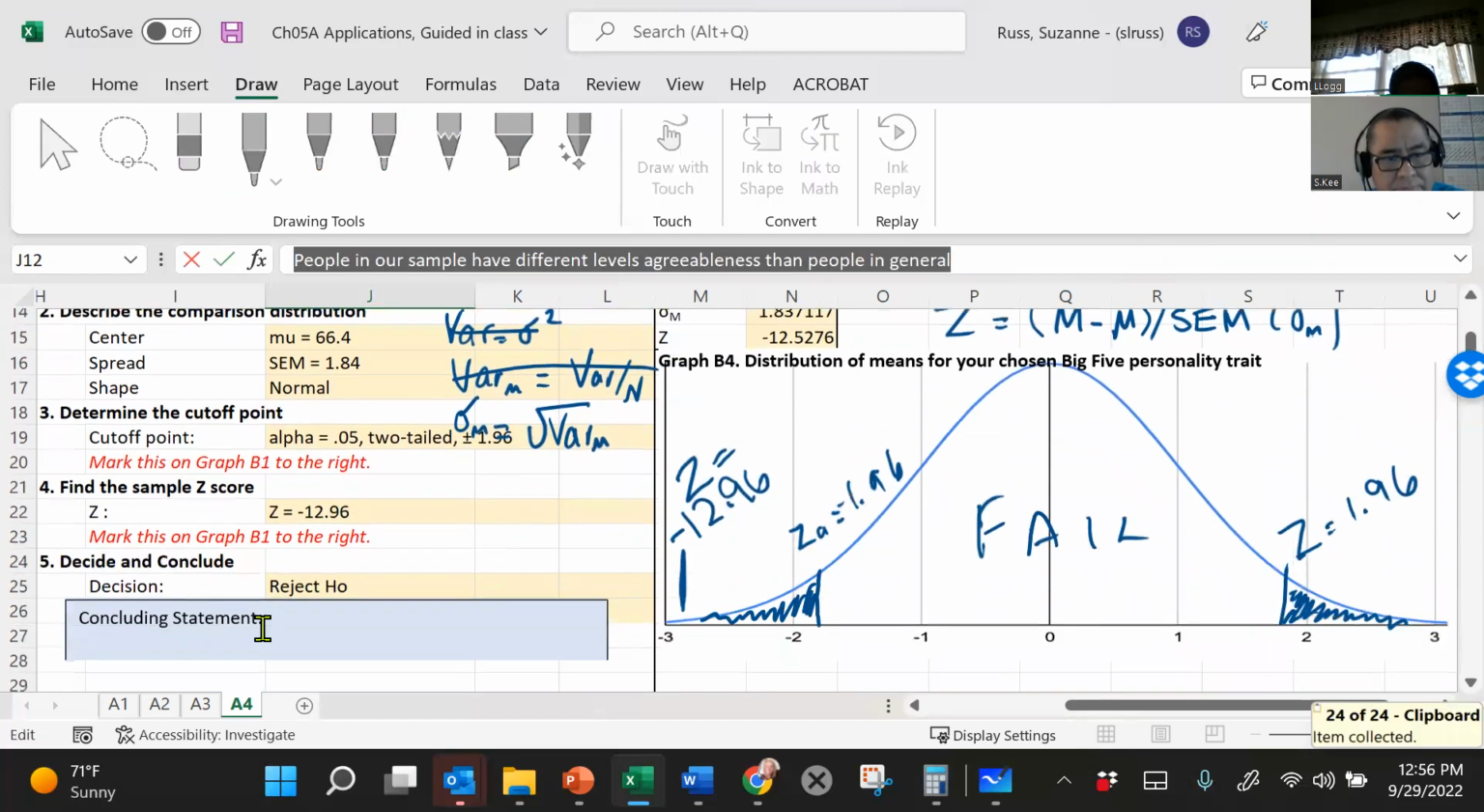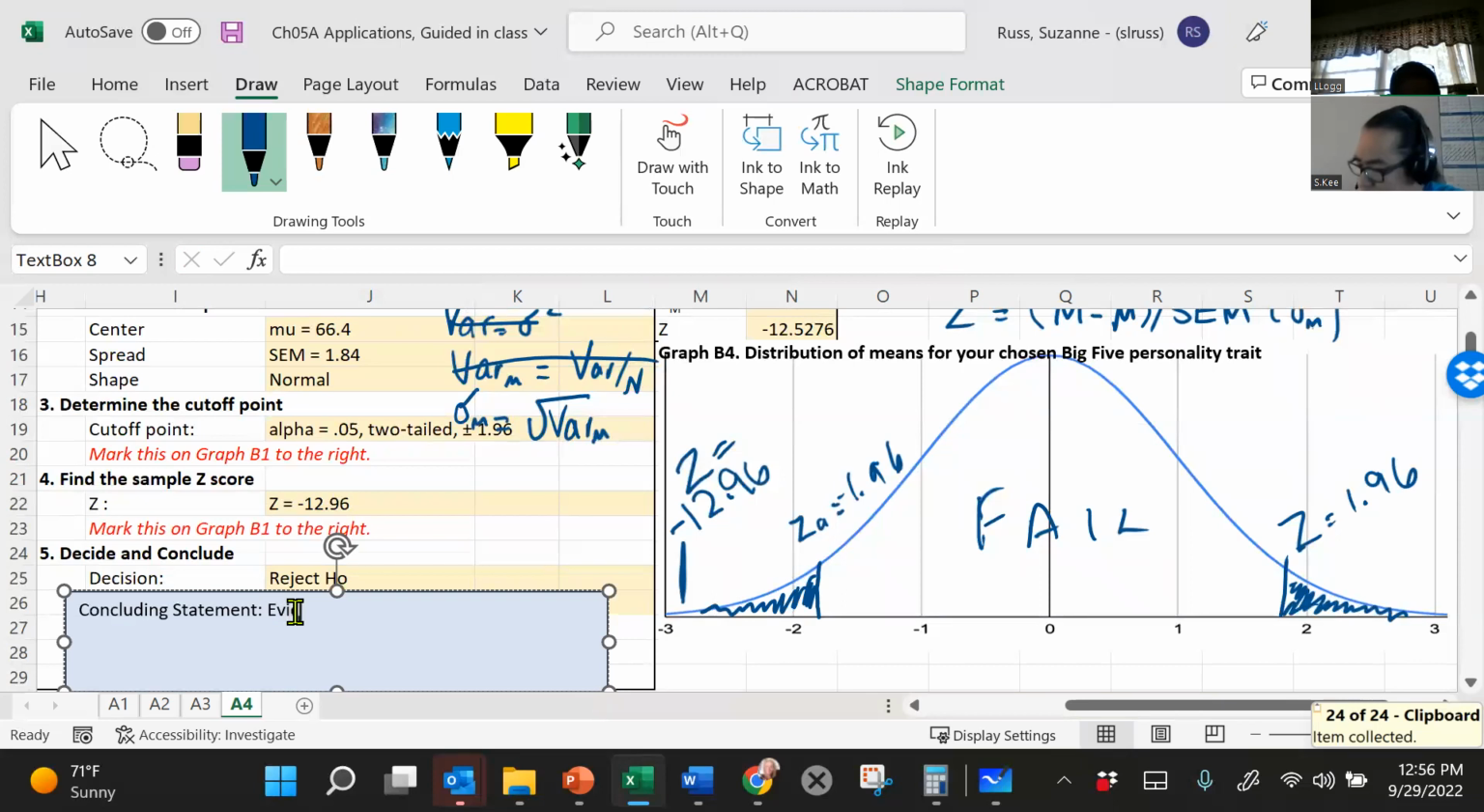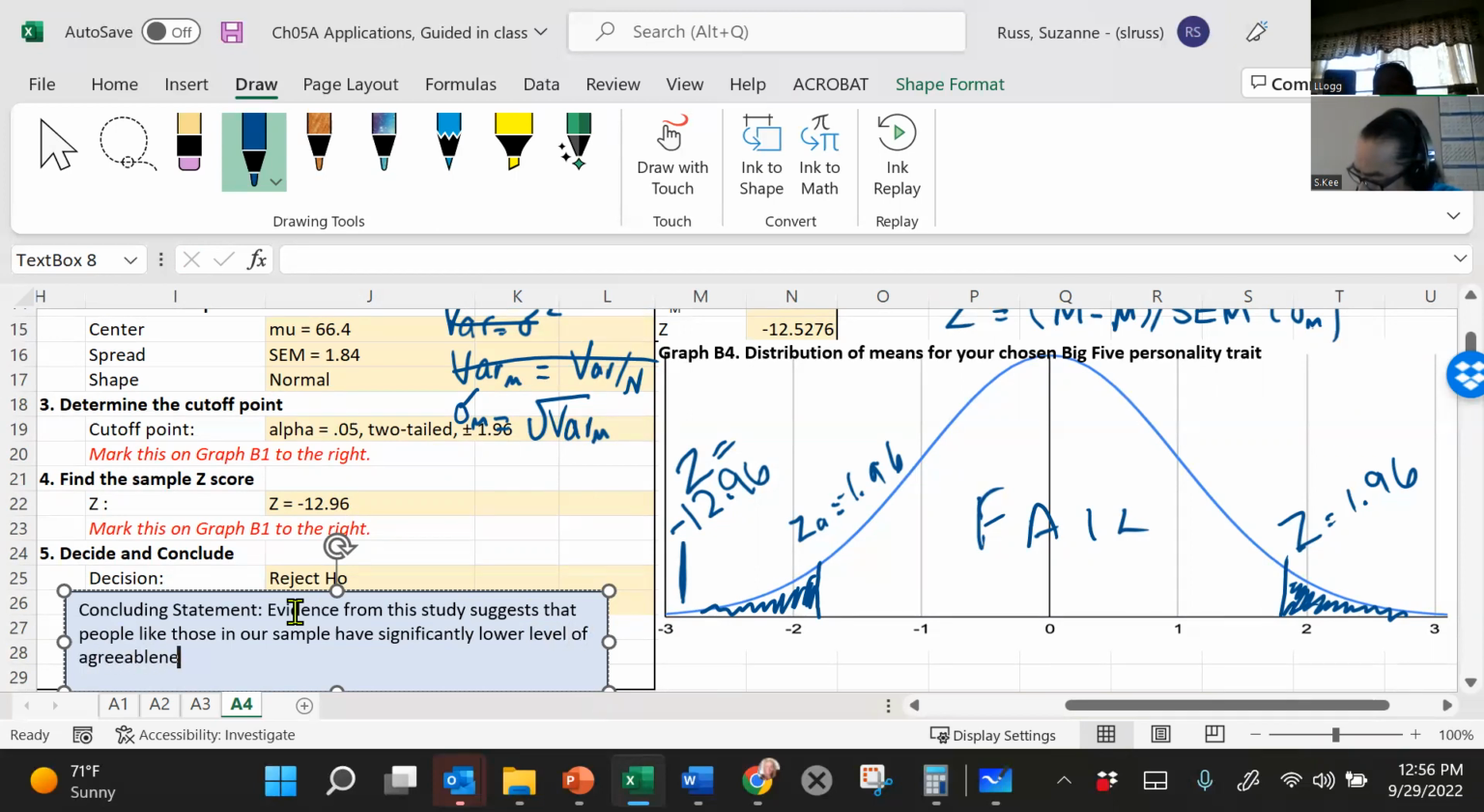So evidence from this study suggests that people like those in our sample have significantly different, we could say lower if we wanted to be clear, significantly different levels of agreeableness than people in general.